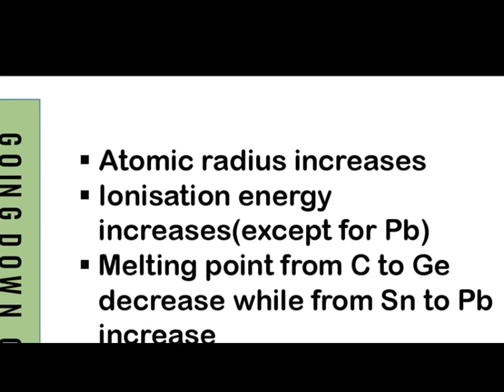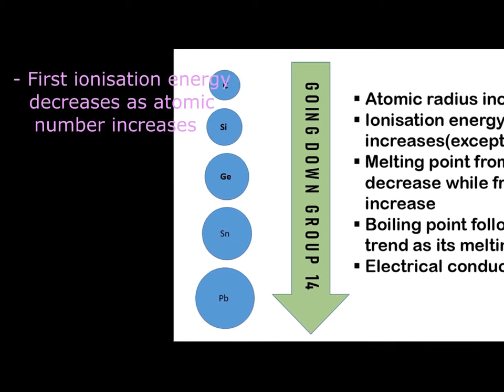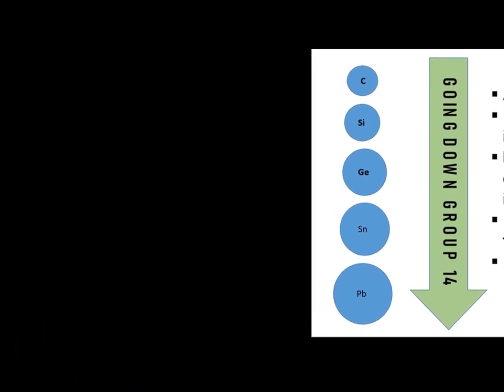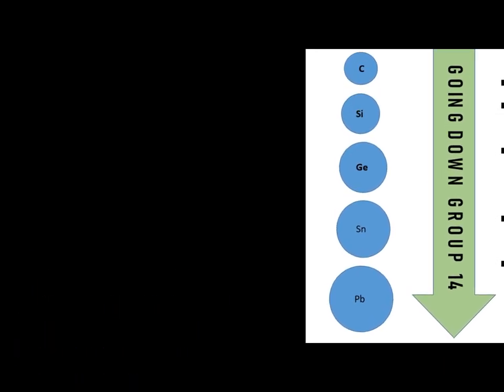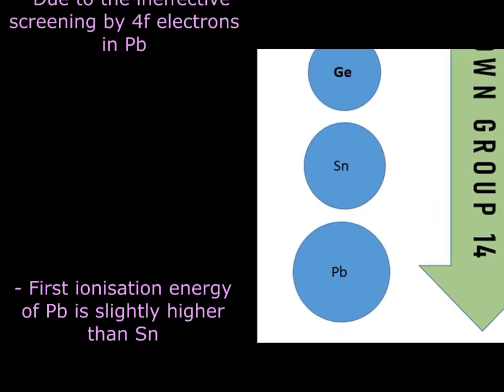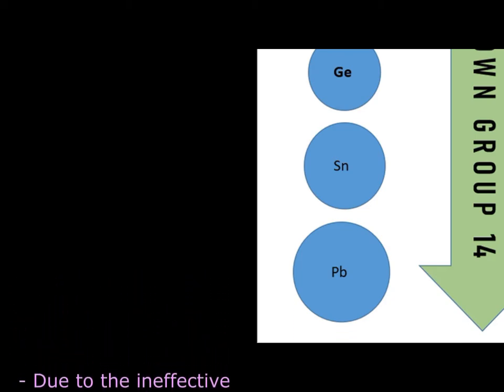The next physical property is the ionization energy. In general, the first ionization energy decreases as the atomic number increases. However, the first ionization energy of lead is slightly higher than that of tin due to the ineffective screening by the 4f electrons in the lead atom.